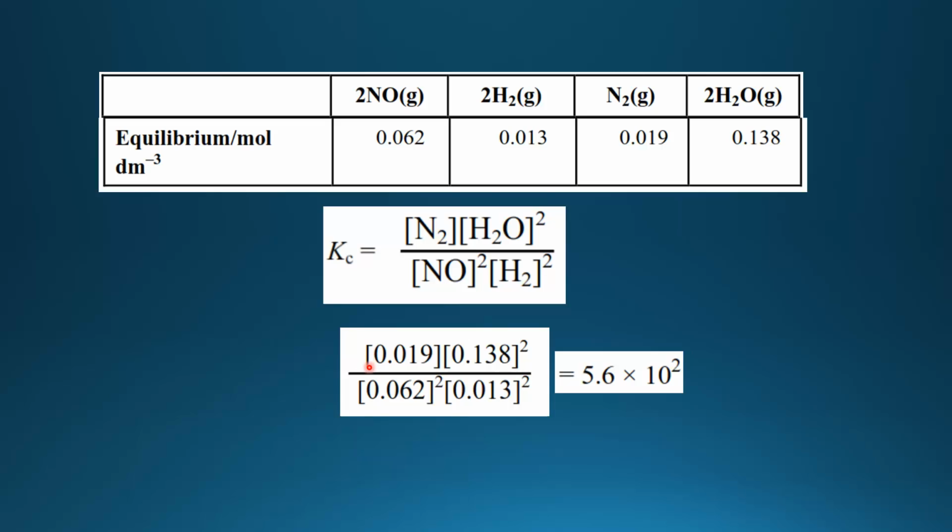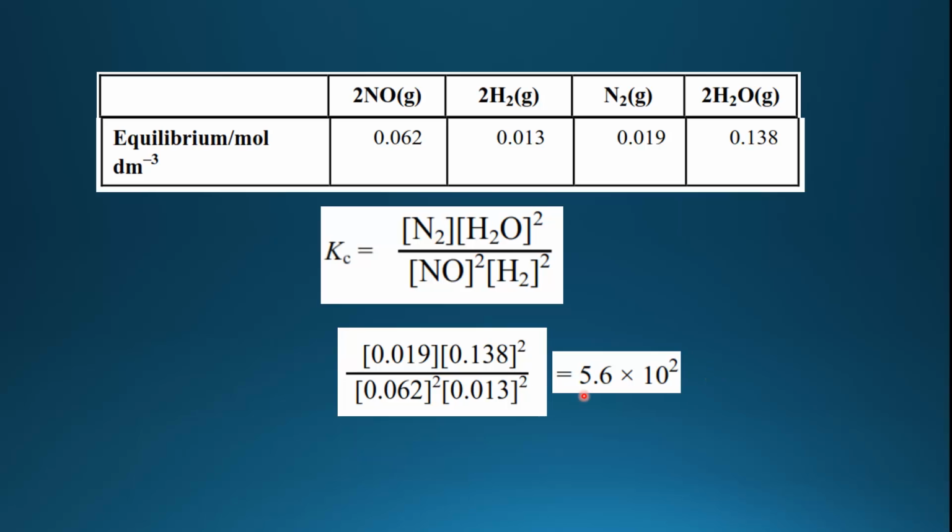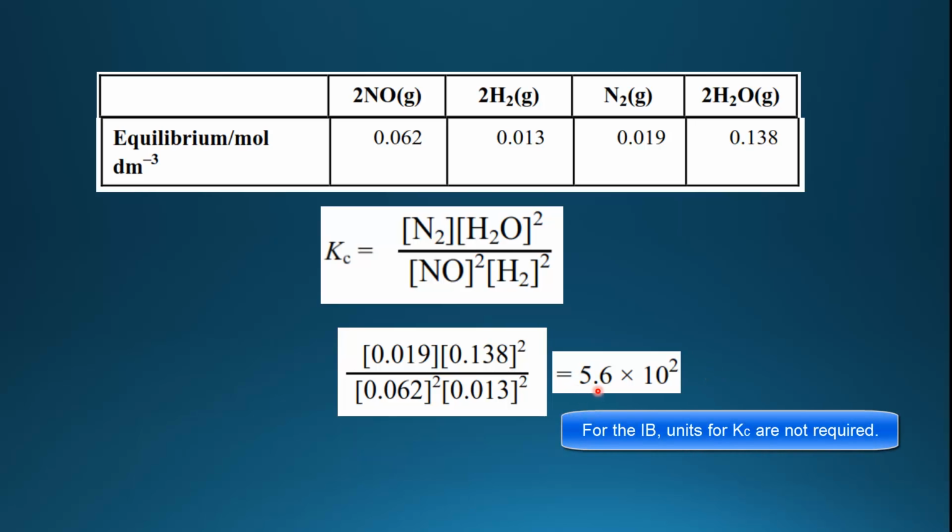The next step is to input the equilibrium concentrations for the reactants and the products. When you do the math, you end up with a value for the equilibrium constant, which is 5.6 times 10 to the 2 at a specific temperature. Our final answer is given to 2 significant figures because that's the least number of significant figures in our calculation.